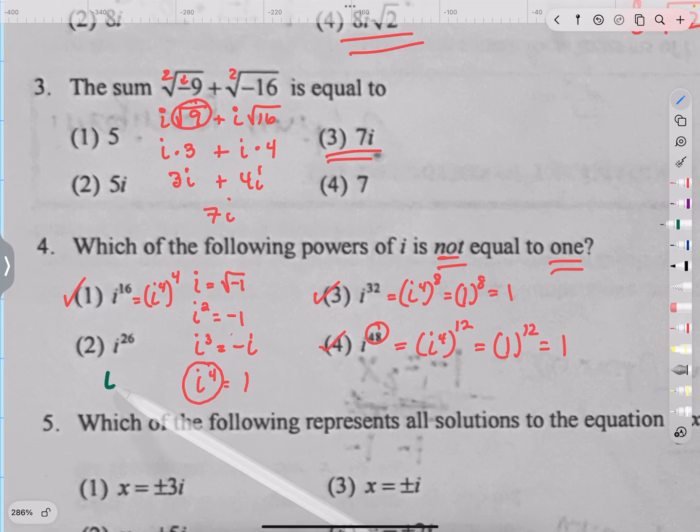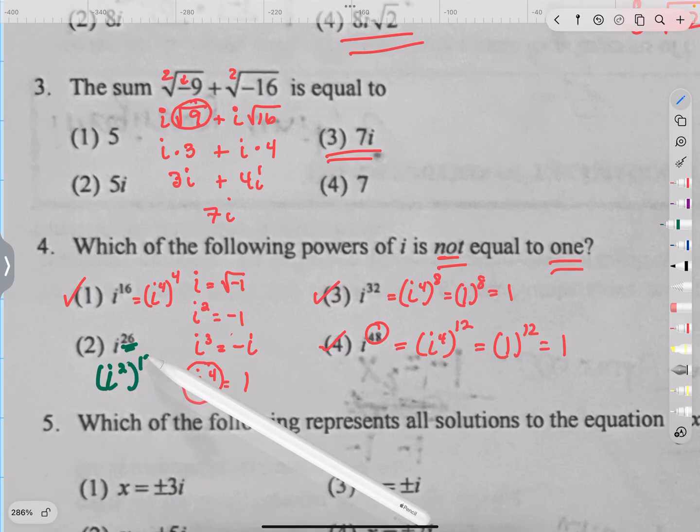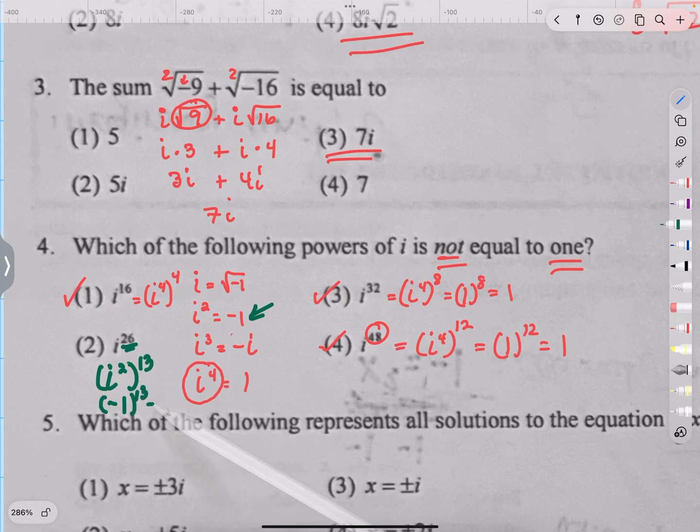So let's see here. I could write this as i to the fourth raised to the, 4 doesn't go into 26. So I couldn't do that. I could maybe write it as an i squared to the 13th. But i squared is negative 1. So it's negative 1 to the 13th, which comes out to a negative 1 because you got an odd number of negatives. So there's the culprit. He will not give you a 1.